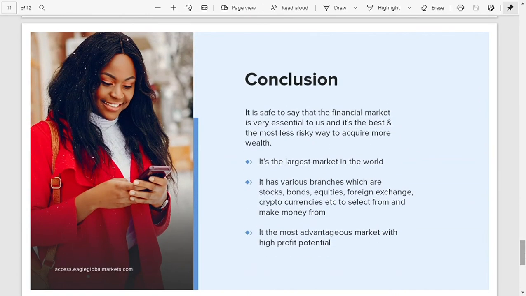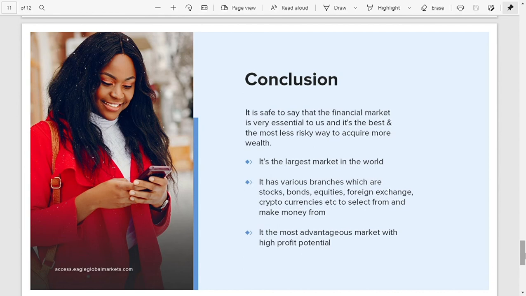To the end of this, it is safe to say that the financial market is very essential to us, and it is the best and least risky way to acquire more wealth. Why? Number one, it's the largest market in the world. Being the largest market in the world means you can easily make money from it. It has various branches, which are stocks, bonds, commodities, equities, crypto, foreign exchange, etc. to select from and make money.